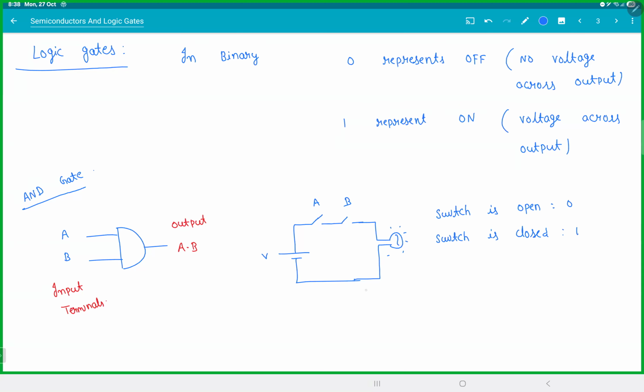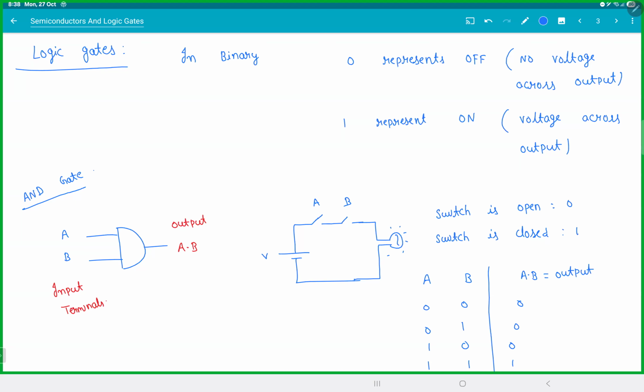Okay? Now, A, B, the output is A dot B. In Max, you must study it through tables. So this is how you read this. 0, 0 means what? Both the switches are open. Will the bulb glow? No. So 0. 0, 1, meaning A is open, B is closed. Will the bulb glow? No. 1, 0. Will the bulb glow? 1, 1. Bulb will glow.